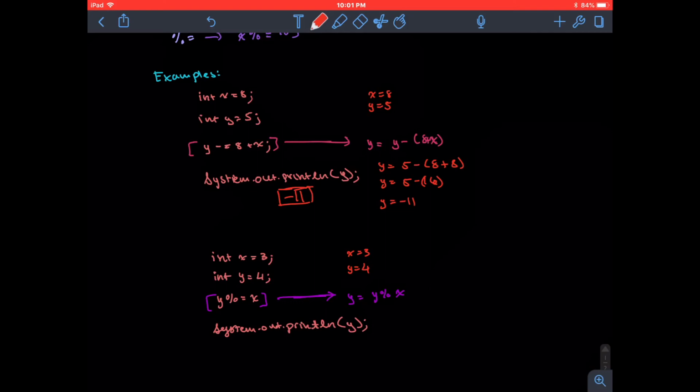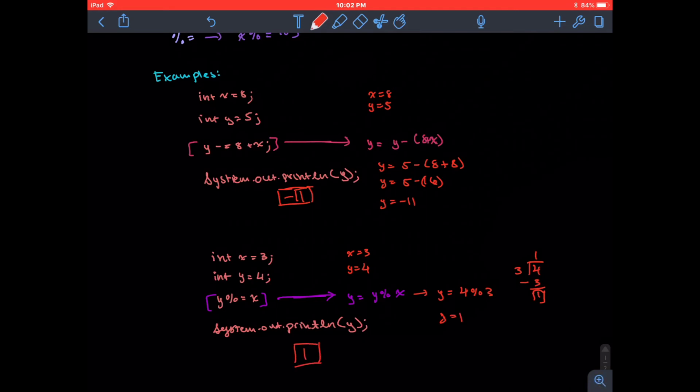So that means we're going to say y is equal to 4 modulus 3. And if we do that, we know that 4 divided by 3 is 1, and 4 minus 3 is 1. So our remainder is 1. So y is equal to 1. And our answer is 1.